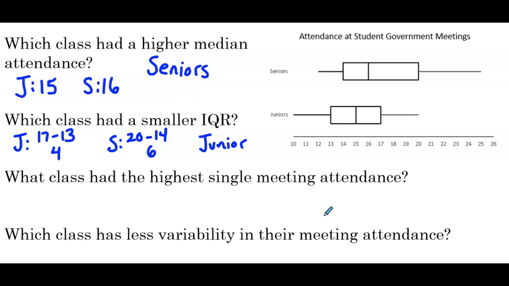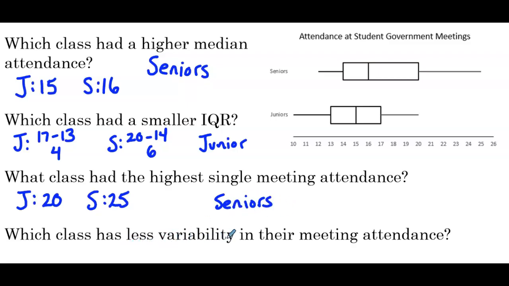What class had the highest single meeting attendance? So there we're just comparing the maximum value represented by each box plot. So for the juniors, that's a maximum attendance of 20. And for the seniors, that's a maximum attendance of 25. So the class that had the highest single meeting attendance would be the seniors.